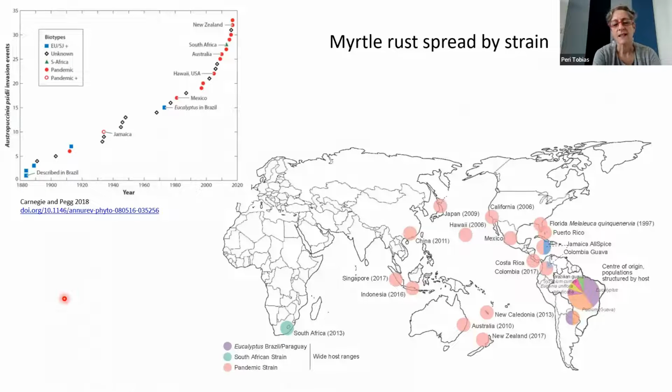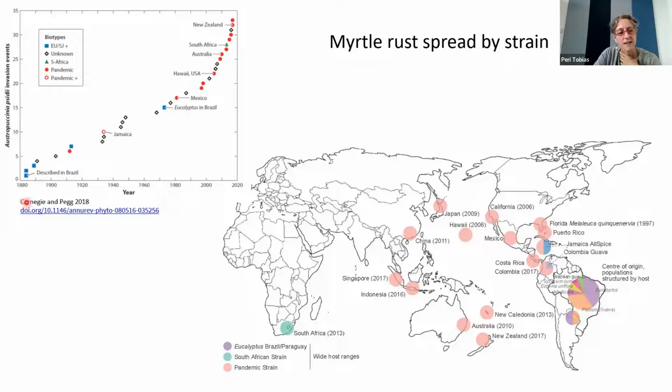The centre of origin for Austropuccinia psidii is South America. You can see the huge genotypic diversity here. It was first described on guava, and it's host specific on guava, the guava rust. That was back in 1880 or so. Since then, other host-specific Austropuccinia psidii have been described within South America on different species.